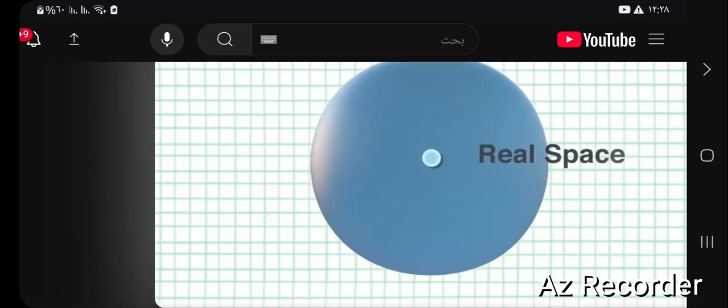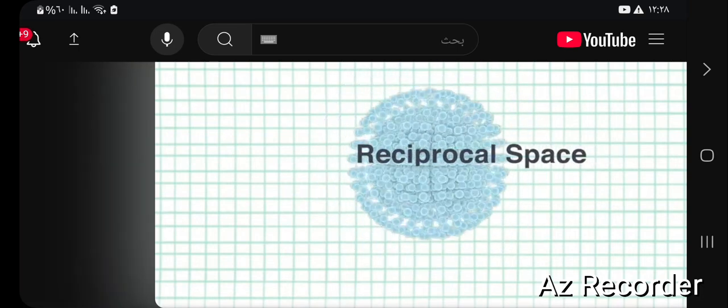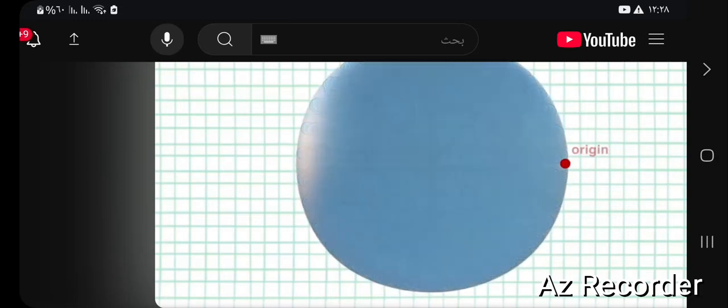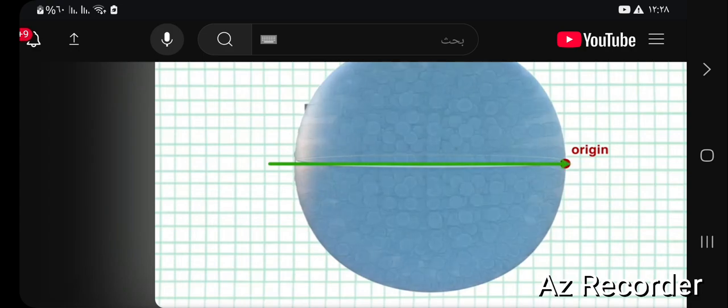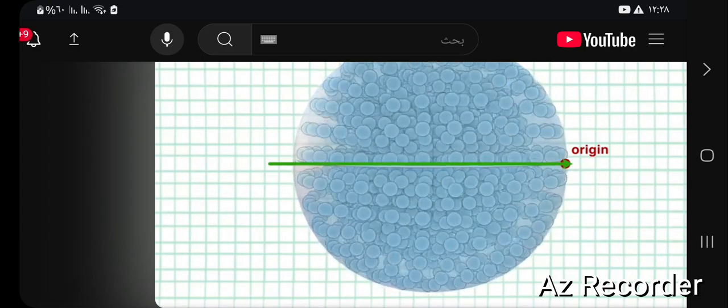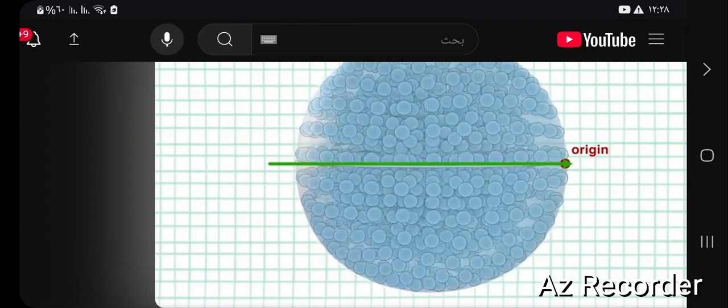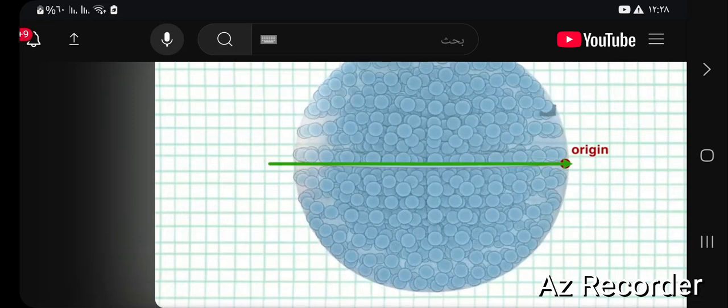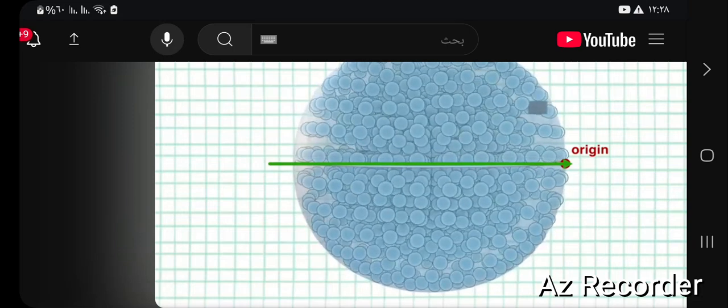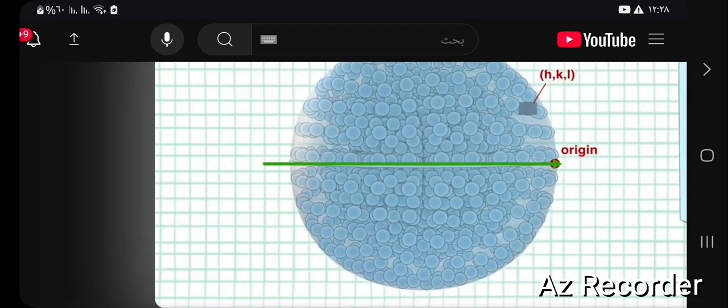Unlike a sphere in real space, where the origin is in the middle of the sphere, in reciprocal space the origin is on the surface of the sphere. This is the point where the X-ray leaves the reciprocal space. Each spot on this Ewald sphere, which represents constructive interference of X-ray diffraction from atoms in real 3D space, can be assigned an index, HKL.